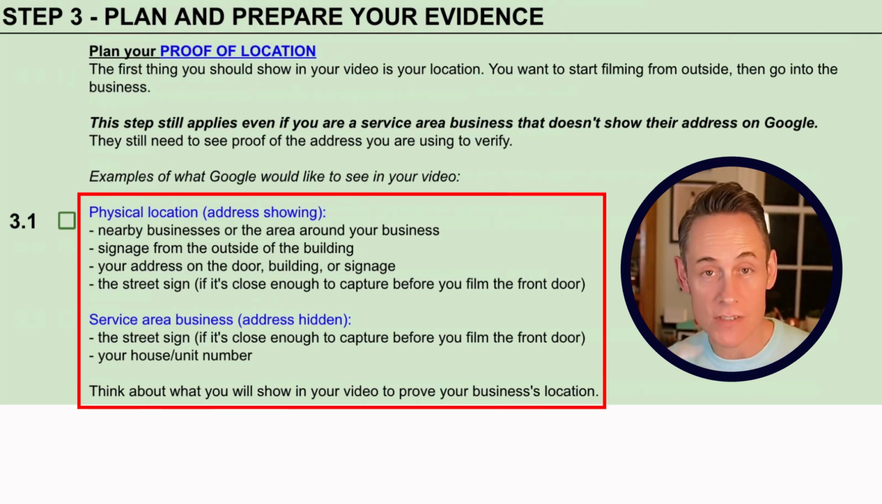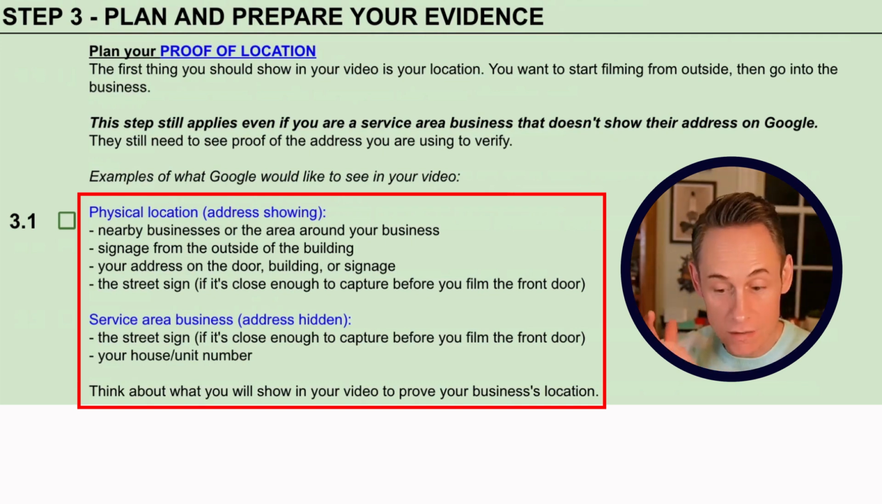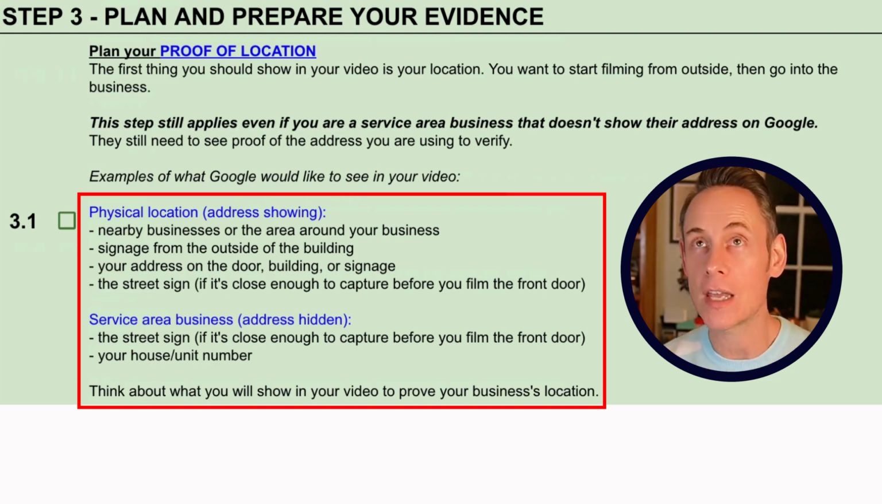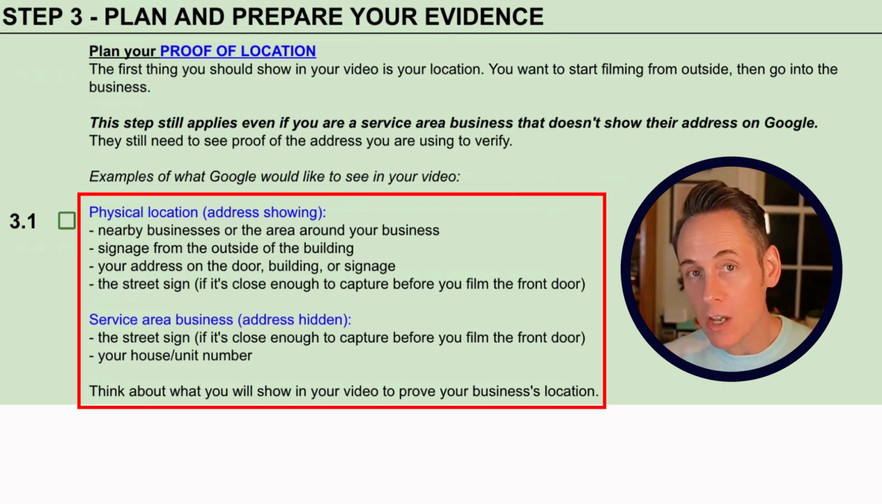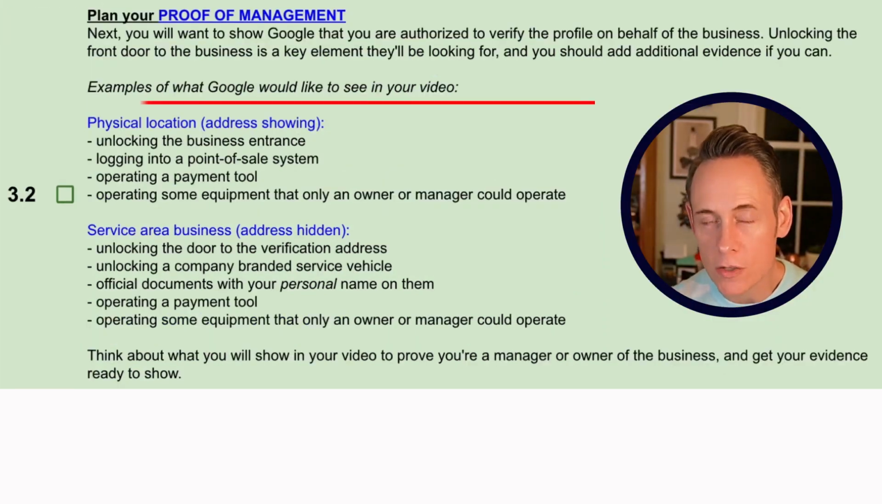If you have time to get into the video, and you can see the street sign right next to where you are, you won't really have time to run down the street because you have to do the whole video in one continuous thing. So you could get the street sign in there if you can. So right now you're planning and you're thinking, where am I going to start my video and what am I going to show? So get that in order. The next thing you have to plan out is your proof of management. And so there's a few different ways that you can do that.